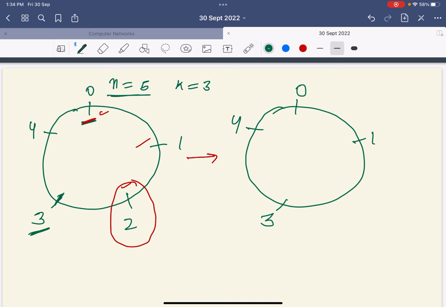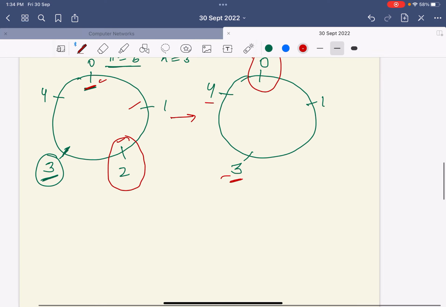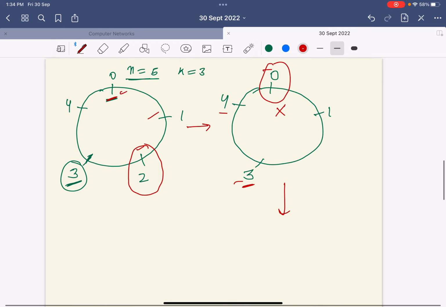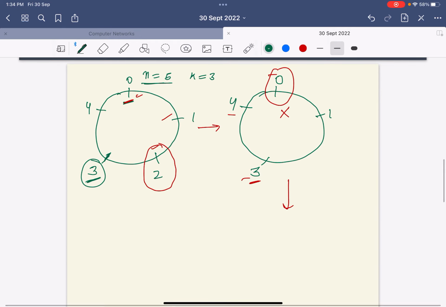So now the counting will start from this 3. So this counting will start from this 3, and I have to kill the third person. So this is 1, 2, 3. The third person is 0 this time. So after killing this 0, I will be left with 4 here, 1 here and 3 here.